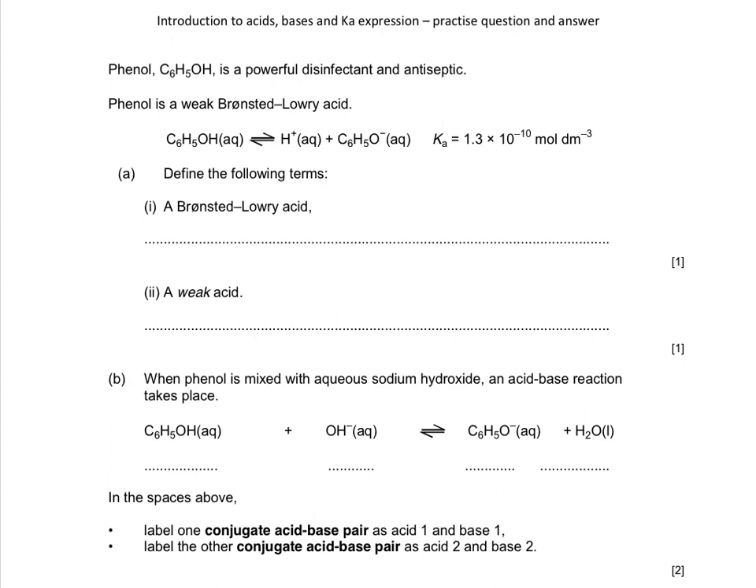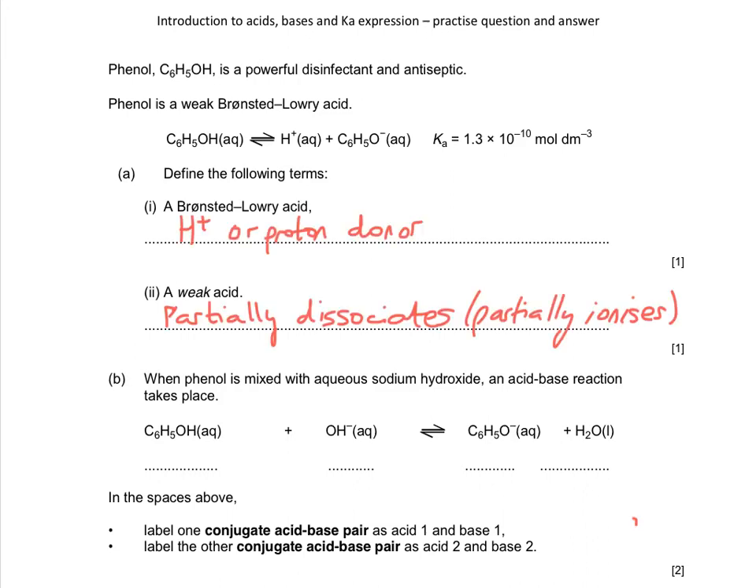So you've come across phenol before in terms of your aromatic chemistry. This time they're going to ask you about it in terms of its acidic behaviour. So it asks you to define two simple terms. So they're easy enough to deal with. We've already talked about what a Bronsted-Lowry acid is. It's a proton donor, and we've said that a weak acid partially dissociates or partially ionizes.